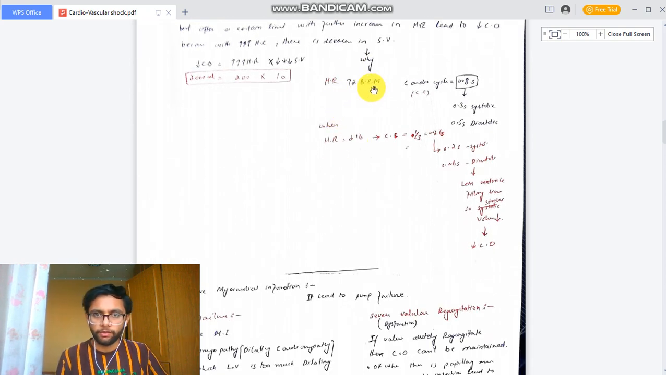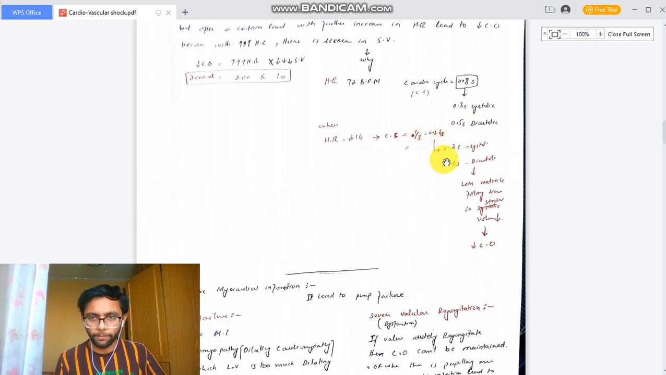Heart rate is normally 72 beats per minute. Cardiac cycle is 0.8 second. So 0.3 second is for systolic and 0.5 second is for diastolic. So when the heart rate is increased 3 times to 216, the time for diastolic filling will decrease by 3 times, to 0.26 second per cycle.